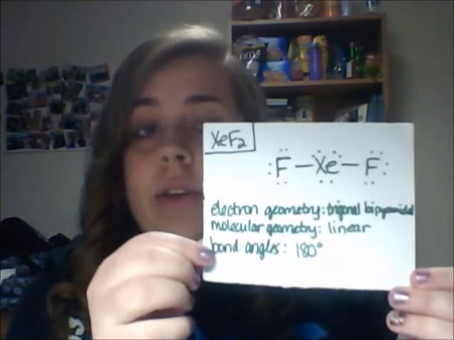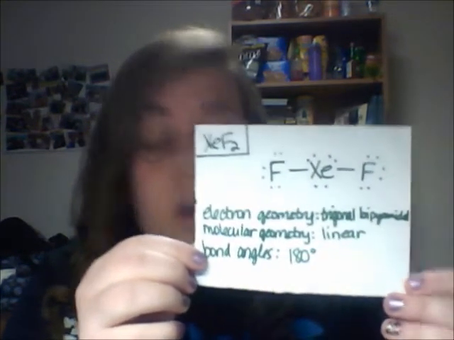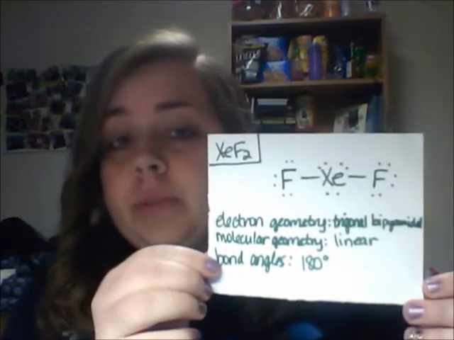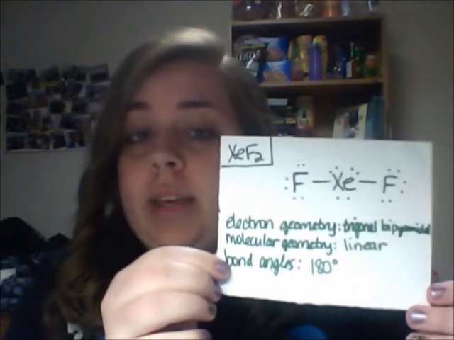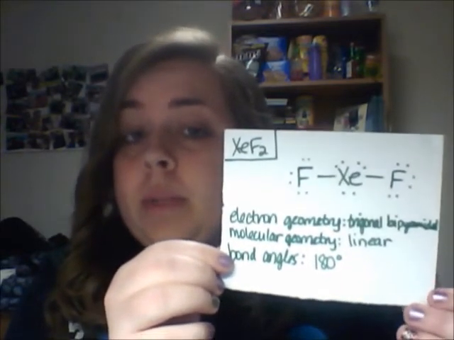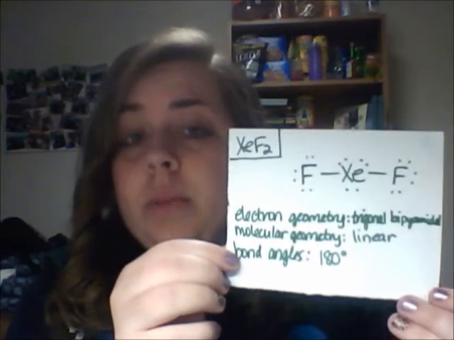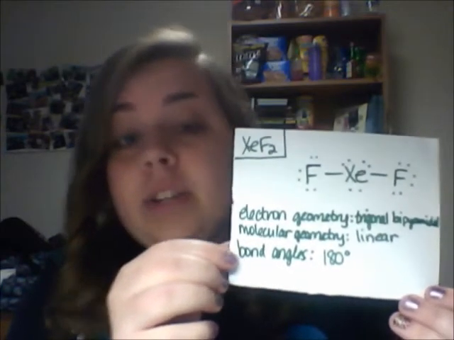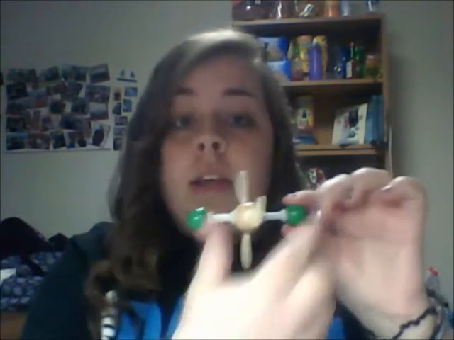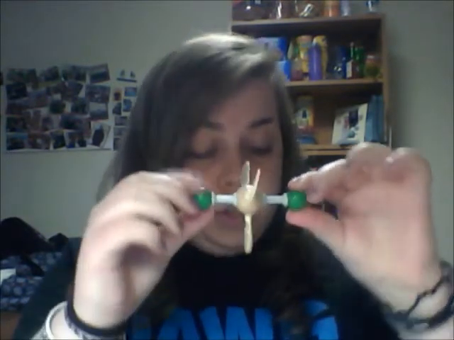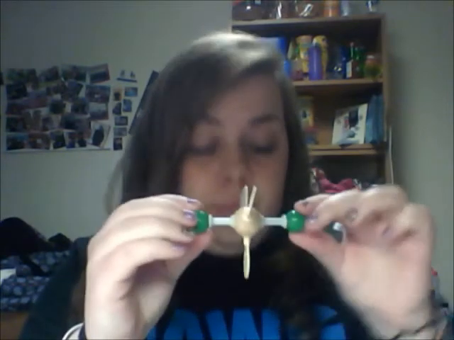Xenon difluoride, or XeF2, also has 5 electron groups. The electron geometry again is trigonal bipyramidal, but the molecular geometry is linear, with bond angles of 180 degrees. If you look at the structure, the bonds are linear. There are 2 bonding pairs and 3 lone pairs. Each of the angles is 180 degrees because it goes in a straight line.